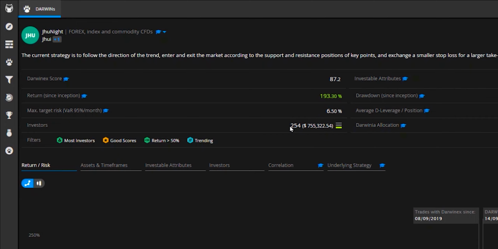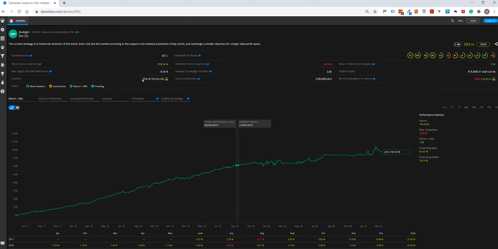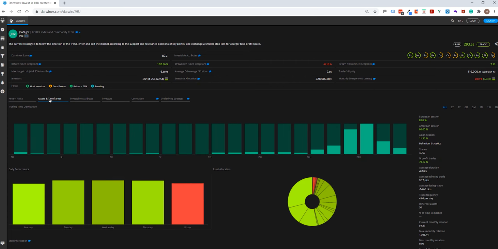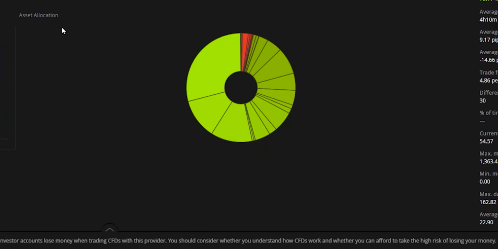Now on the Darwinex platform, this is extremely feature-rich and provides many metrics which are designed at helping investors decide who to invest in, but also provide really great information to the traders themselves to help them improve their own systems. Now one of these is the Assets and Timeframes tab. And the area with particular relevance to this episode is the asset allocation area just here.